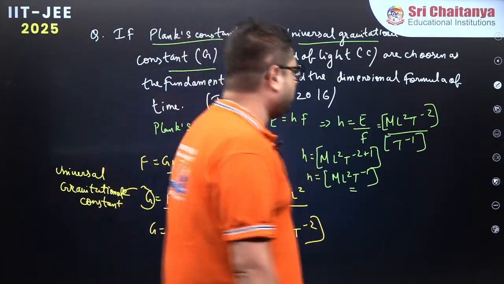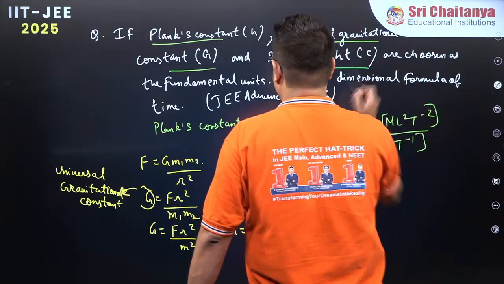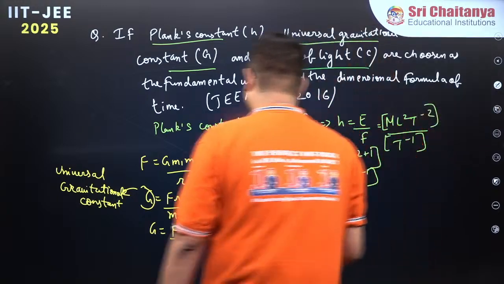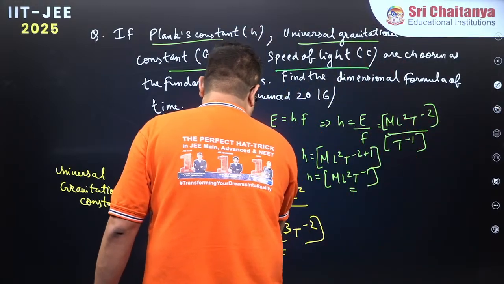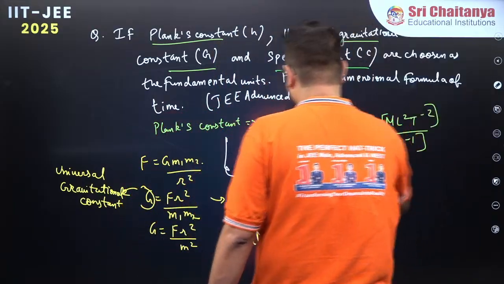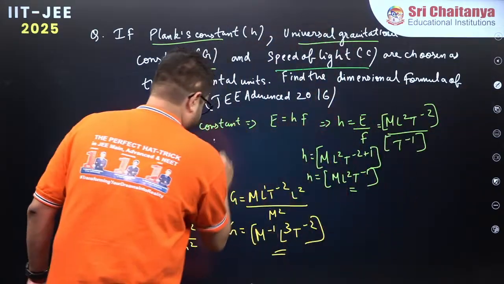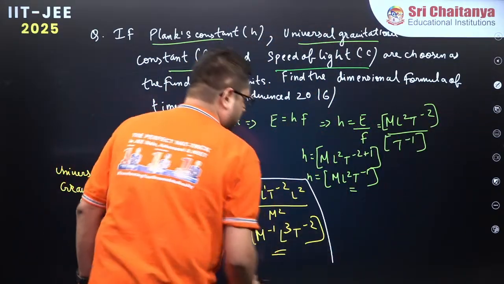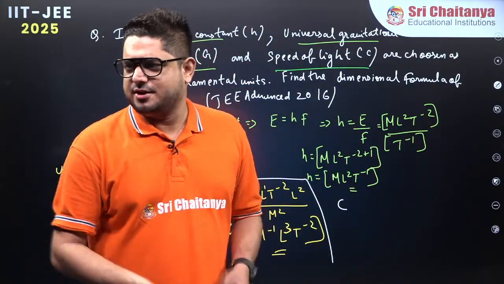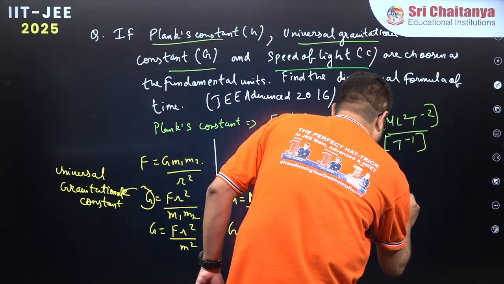And last but not the least, let's find the dimensional formula associated with the speed of light. You can just mark the sections over here. This is how we are trying to solve this. For speed of light, that's the same as the dimensions of velocity, so you can write it as L T to the power minus 1.